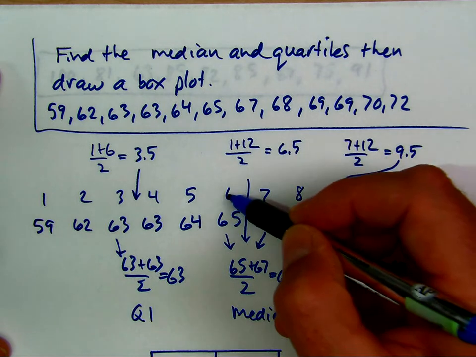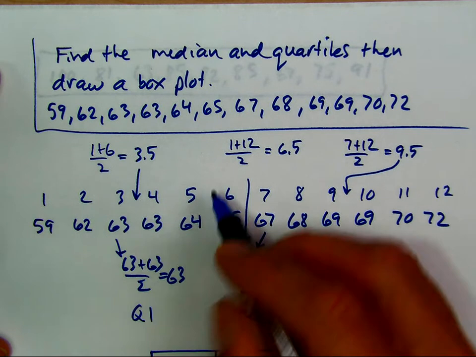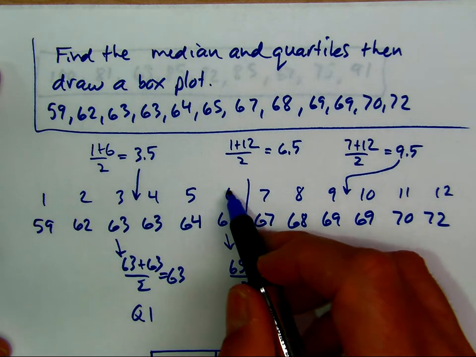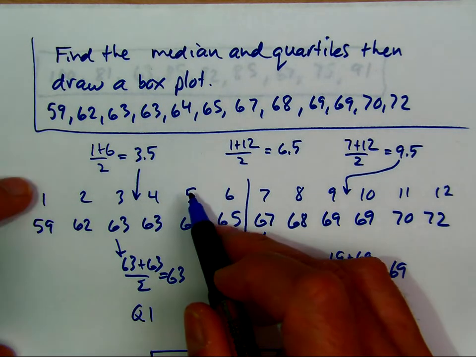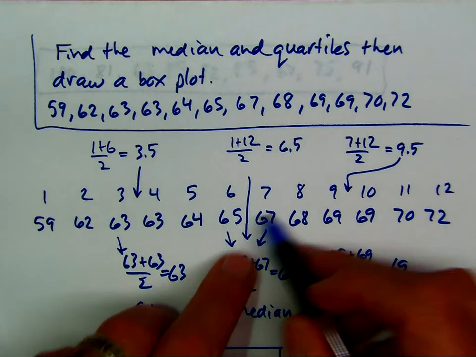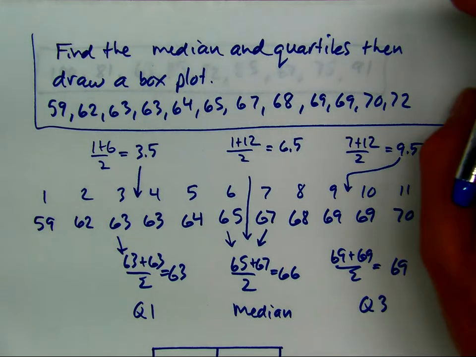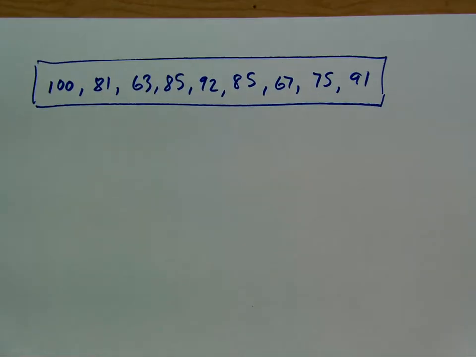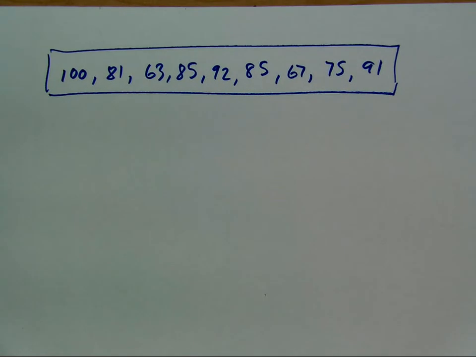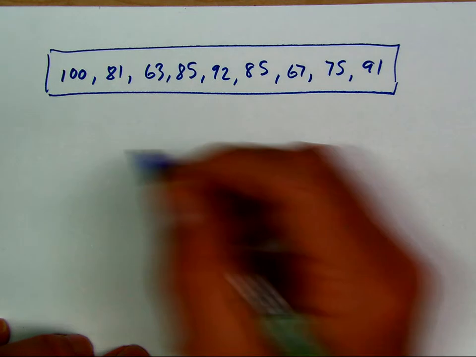Then I would use this, but I wouldn't use this to find the lower quartile. I'd go down to the 5. So once I use this number, then I'm just going to use these to find the lower quartile. If I use this number, I'll just use these to find the upper quartile, and that's going to happen on this one. So pause the video and try that. So we have to put them in order.